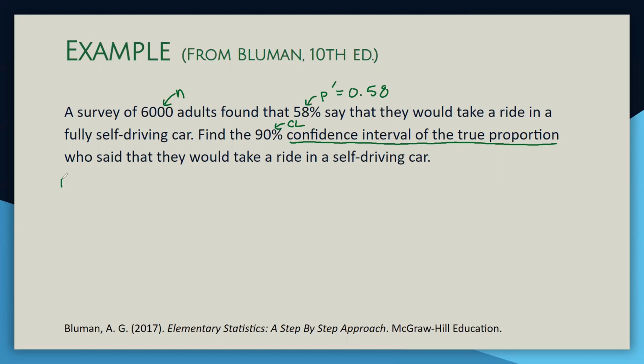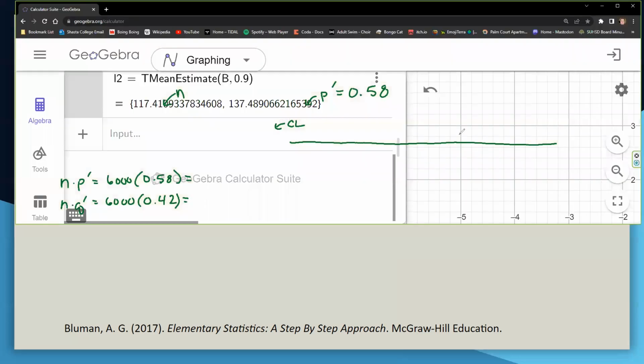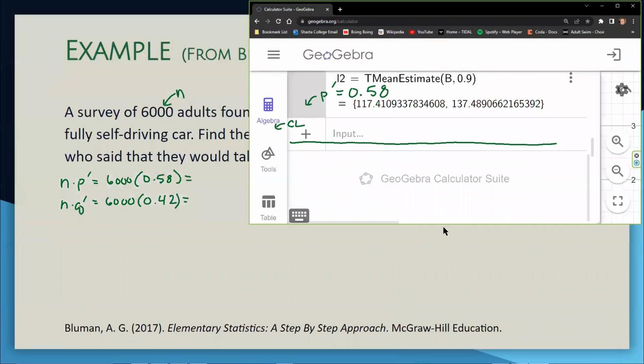So first we do that check, N times P prime and N times Q prime. So N is going to be 6,000. And then P prime is 0.58. I know Q prime is the complement, so 0.42. And then we check if that's greater than or equal to 5. And I said I was using GeoGebra this time. So let's pull GeoGebra up and shrink this down a little bit so I can get this working.